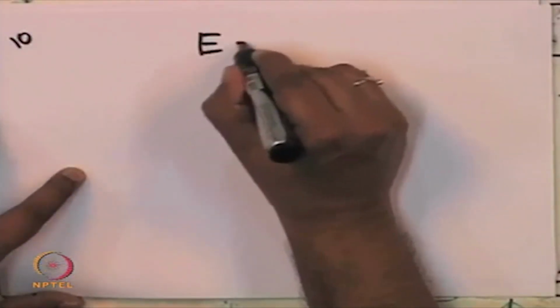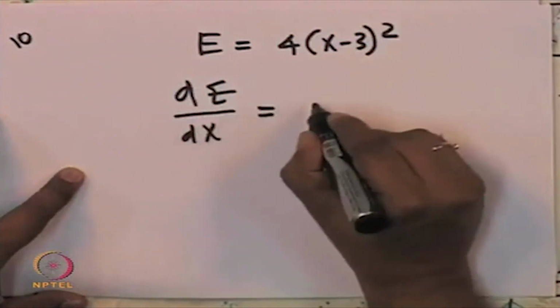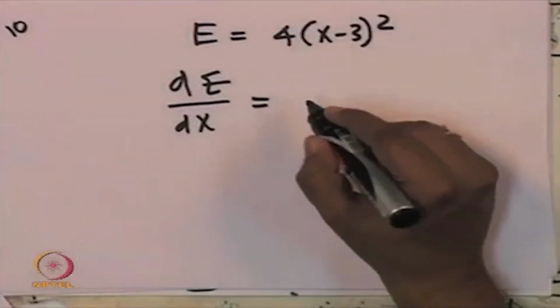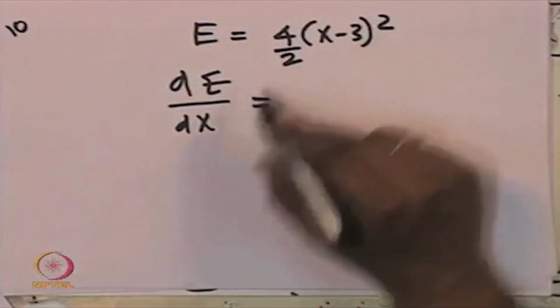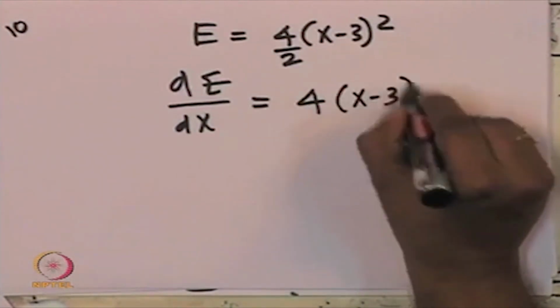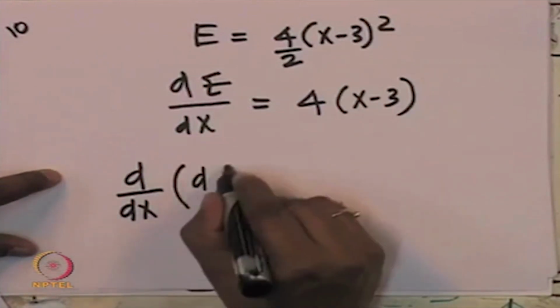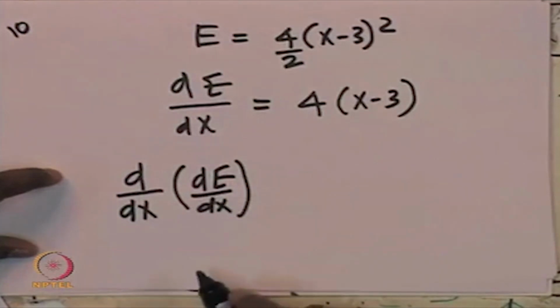Now, what we want is the second derivative. Let us go and do the second derivative. The function we had was 2 into x minus 3 whole square, and the derivative we found, dE by dx, was 4 into x minus 3. Now, what we want is the second derivative. What does it mean? The derivative of the derivative. So, dE by dx we already have, and you find one more derivative of this. This is the second derivative.